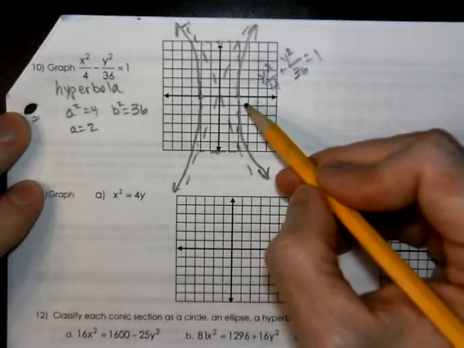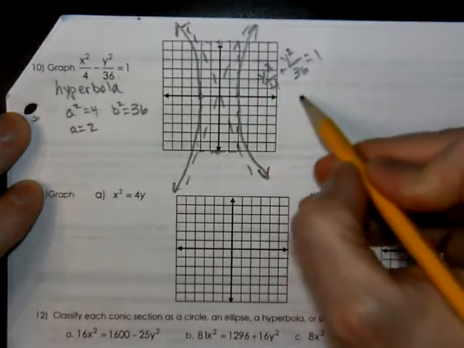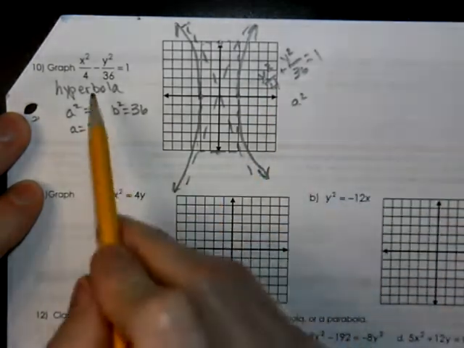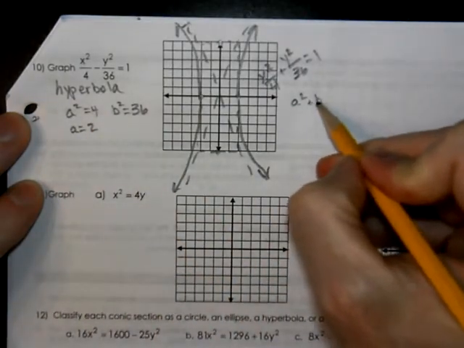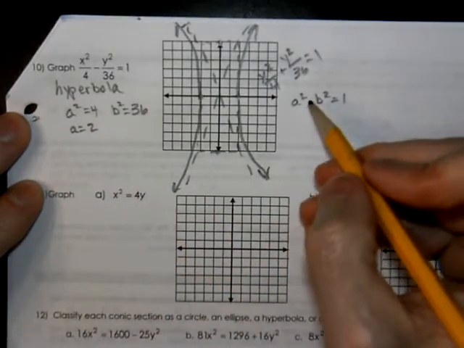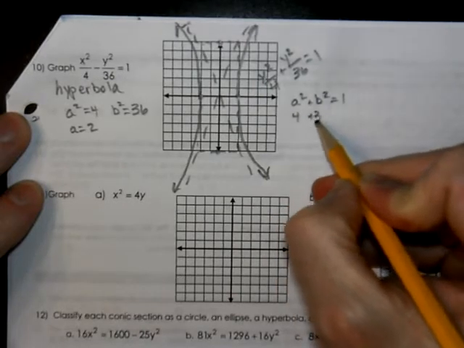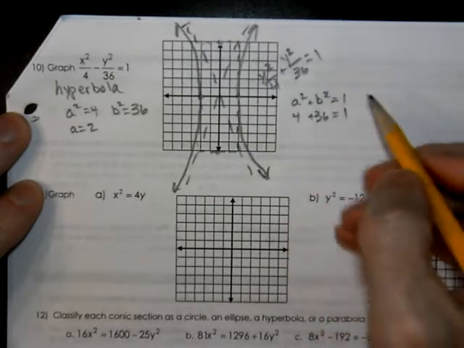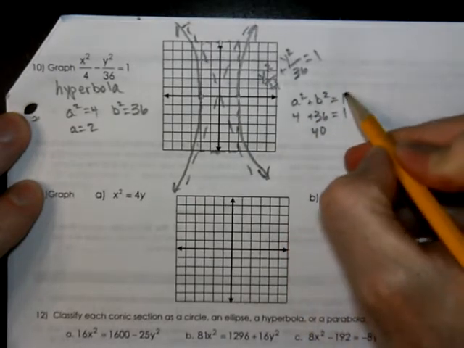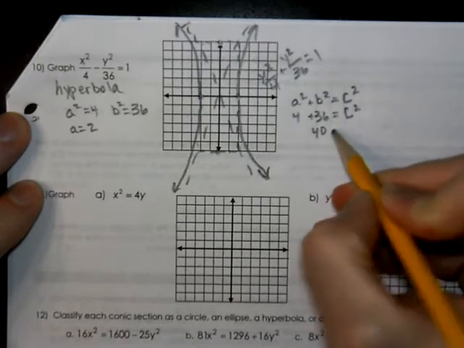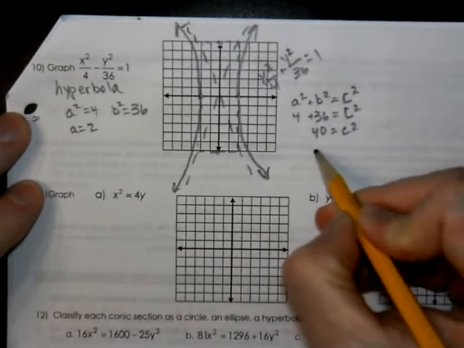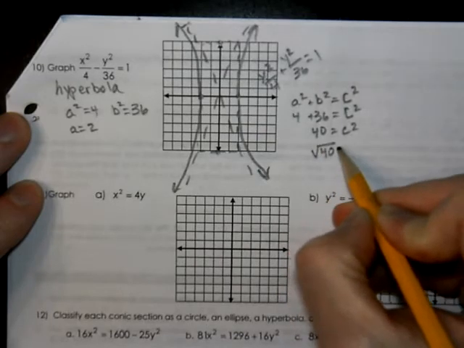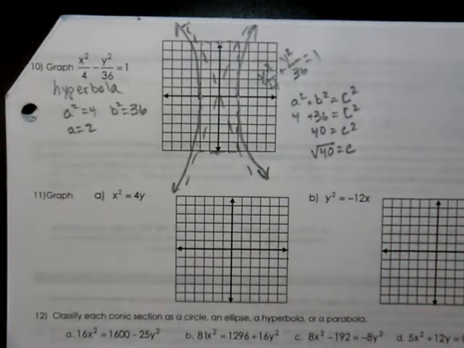You should also plug in the foci. Because the hyperbola has a minus, this equation has the plus. The a value is 4. The b value, the a squared was 4. The b squared is 36. So we know that 6 times 6 is 36. So we know that this is more than 6, but less than 7.